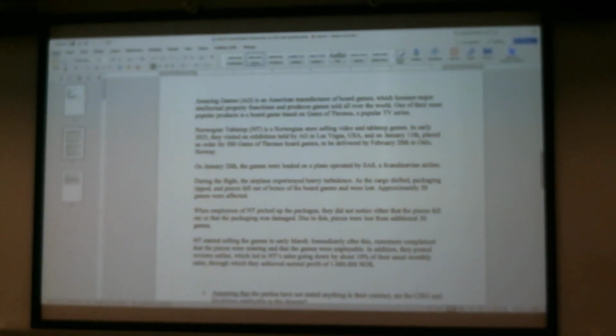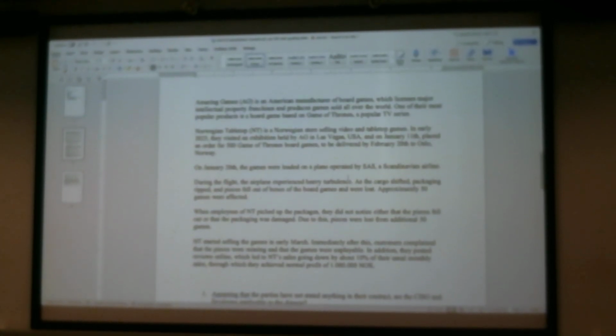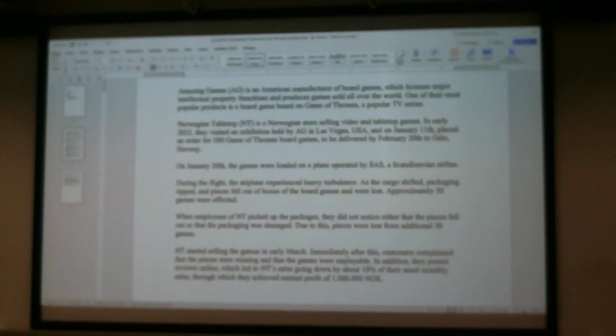So what we had here, this was last year's exam in December, so I'm guessing the extraordinary exam or whatever it's called. We had a manufacturer of board games which licenses major IP franchises. They have a board game based on Game of Thrones. We then have a Norwegian company which is selling video games. In 2025, they visit a fair in the US and they see some board games.